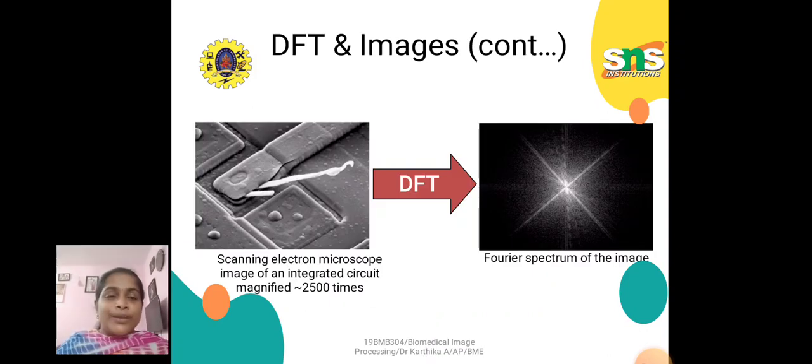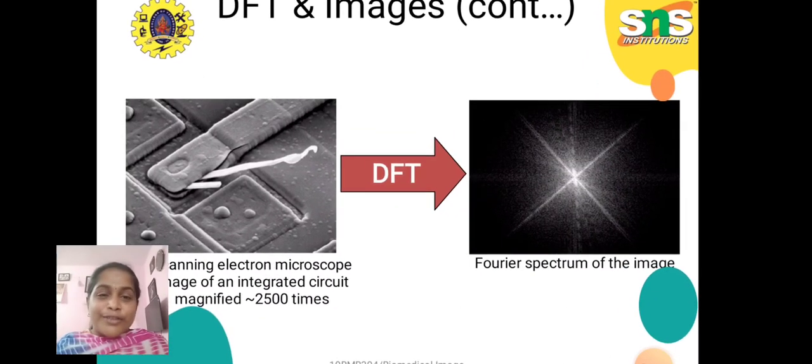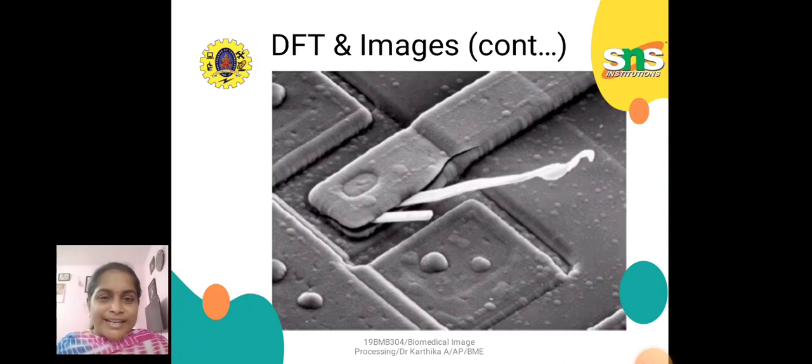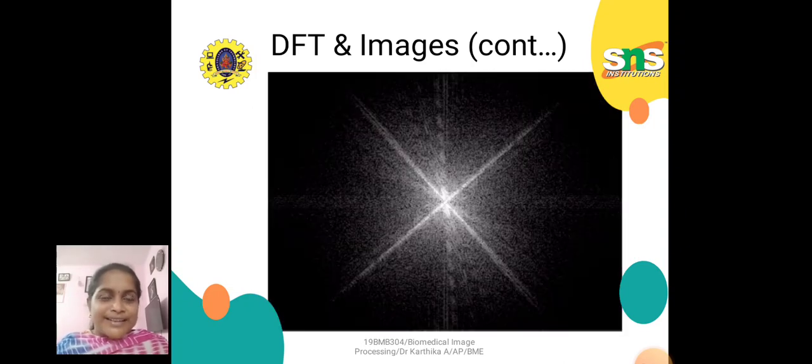Okay, and we have some sample images. The first one is a scanning electron microscope image of an integrated circuit magnified 2500 times, and the output of DFT is the Fourier spectrum of the image. Okay, see the original image. See the spectrum of different frequencies of a 2D image.